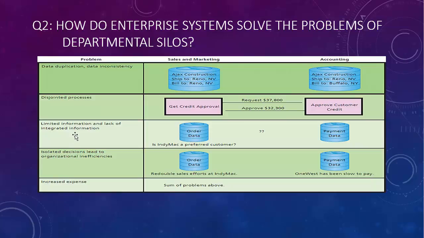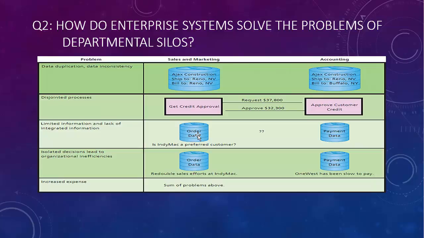Other problems that you may see is when there's limited information in one area and a lack of integrated information. So here we have an example of order data and payment data. The payment data is in the accounting department, the sales and marketing have the order data. They don't know if an order's been fulfilled or not. They don't know if it was paid or not.